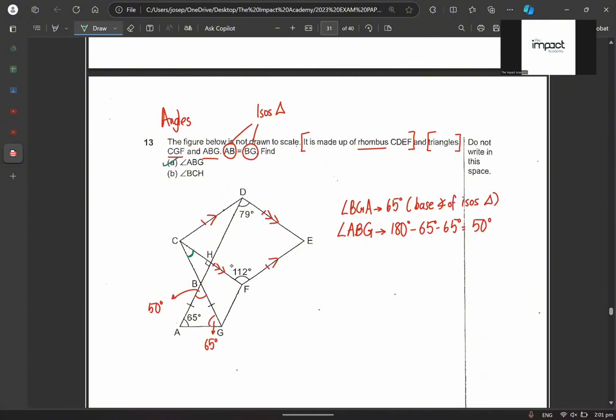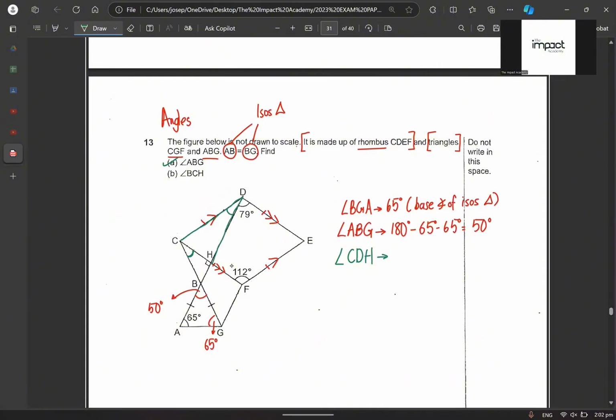What I want to do first is find out everything that is within the rhombus because that will help me move towards BCH. So I will first find what this is. The angle over here is called angle CDH. How do I know that it is CDH? Because C to D to H.